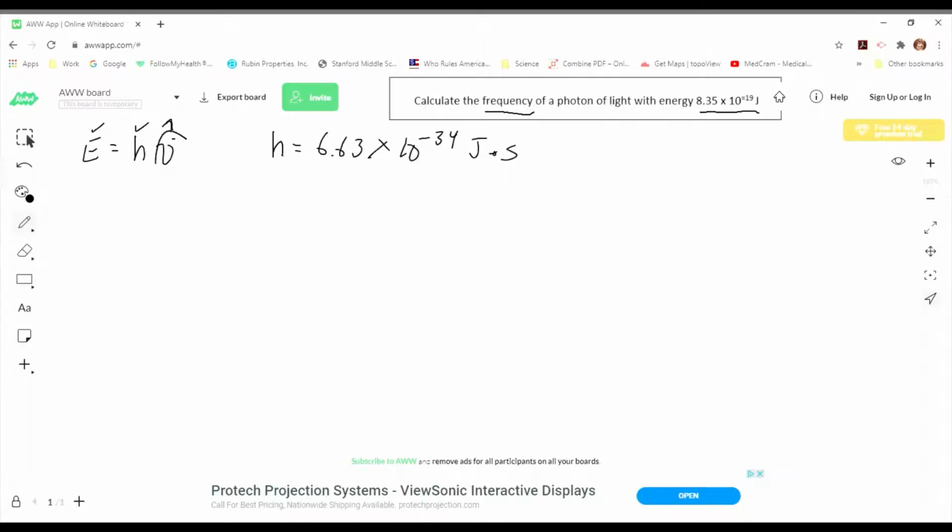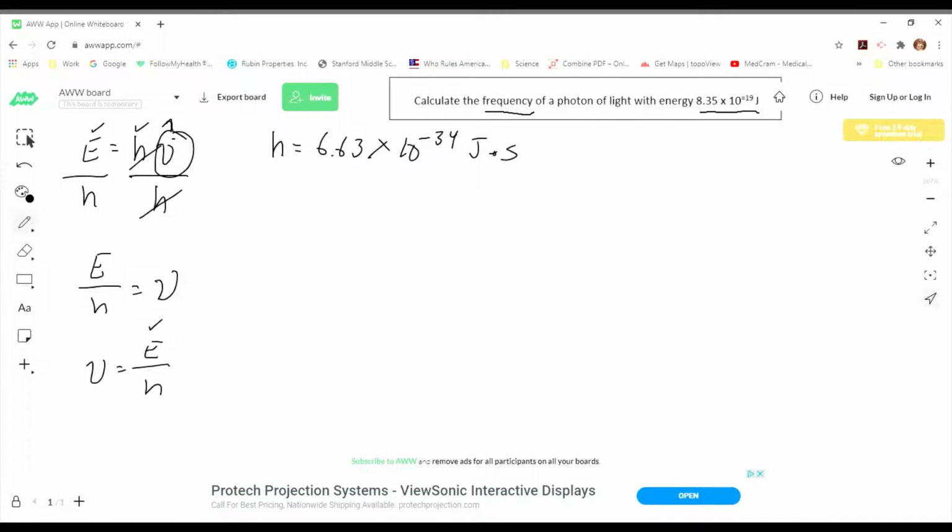So we're looking for frequency, right? What we want to do here is get frequency by itself, which means we want to get rid of h. So we divide both sides by h. The h's cancel on the right side, leaving you with frequency by itself, and you end up with E over h. So E divided by h equals frequency, and you can turn that around: frequency is equal to E divided by h.